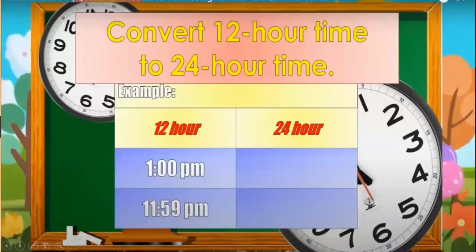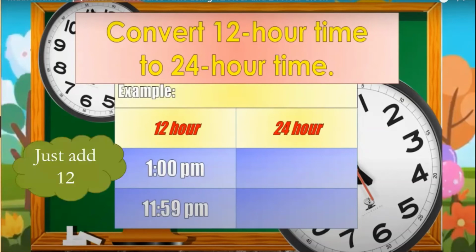Now let us convert 12-hour time to 24-hour time. We have 1 p.m. Convert that into 24-hour time. What shall we do? We just add 12. So 1 plus 12, that is 1300 hour. For 11:59 p.m., just add 12 to convert it into 24-hour time. 11:59 plus 12, that is 2359 hour.